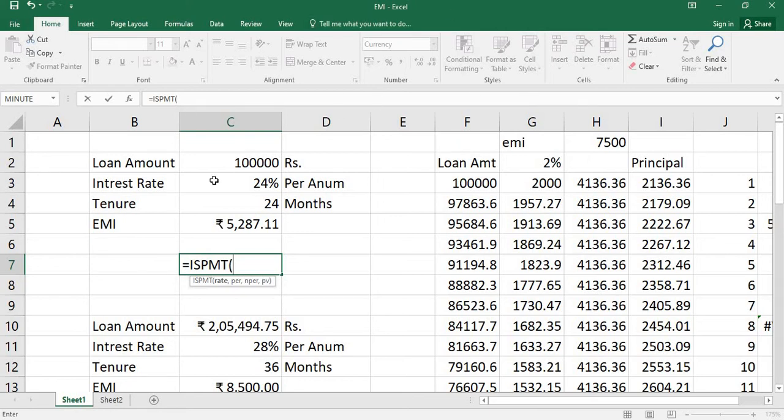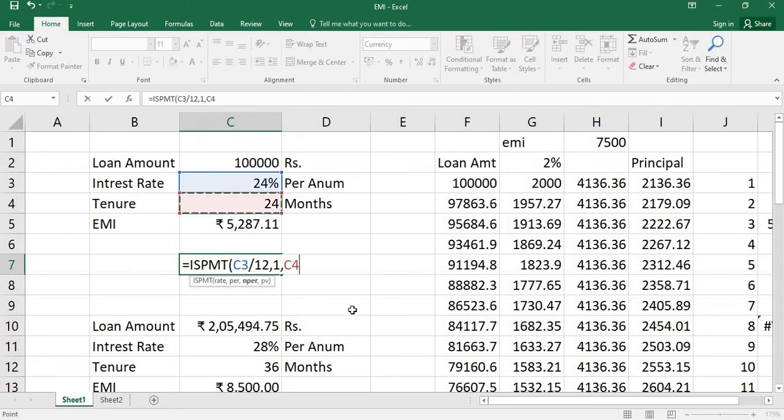Suppose the employee is paying 5,287 every month. So in the first month, what is the principal amount and what is the interest amount? That I need to calculate. For that, we are going to use ISPMT. ISPMT takes rate, per, NPER, PV. Rate is nothing but the interest rate, 24%, divided by 12 since it is per month. Per is the installment: I need the first month EMI. In the first month EMI of 5,287 rupees, how much is the interest and how much is the principal amount?